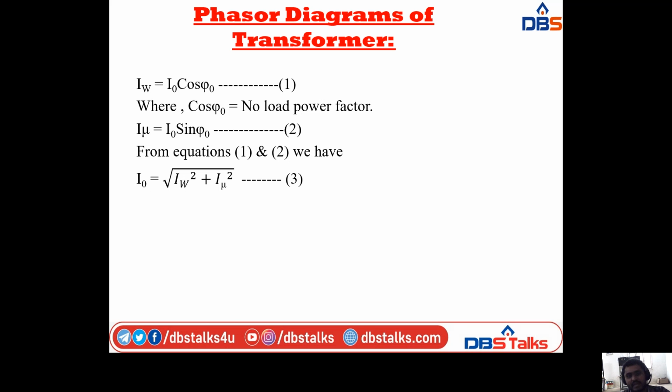Okay, IW is equal to I naught cos phi naught, where cos phi naught is equal to no load power factor, and I mu is equal to I naught sin phi naught. So from equations 1 and 2 we have I naught is equal to root of IW square plus I mu square. Okay, this is the no load primary current value in the transformer no load condition.